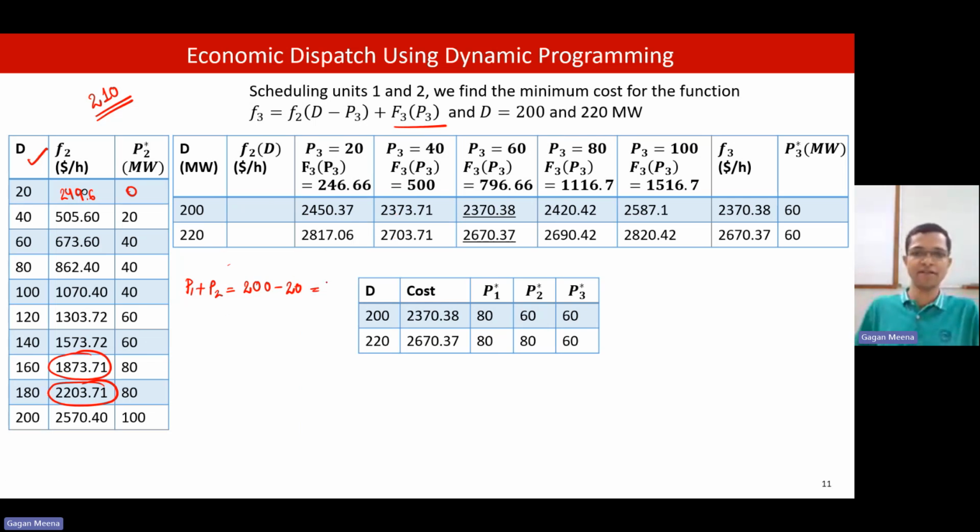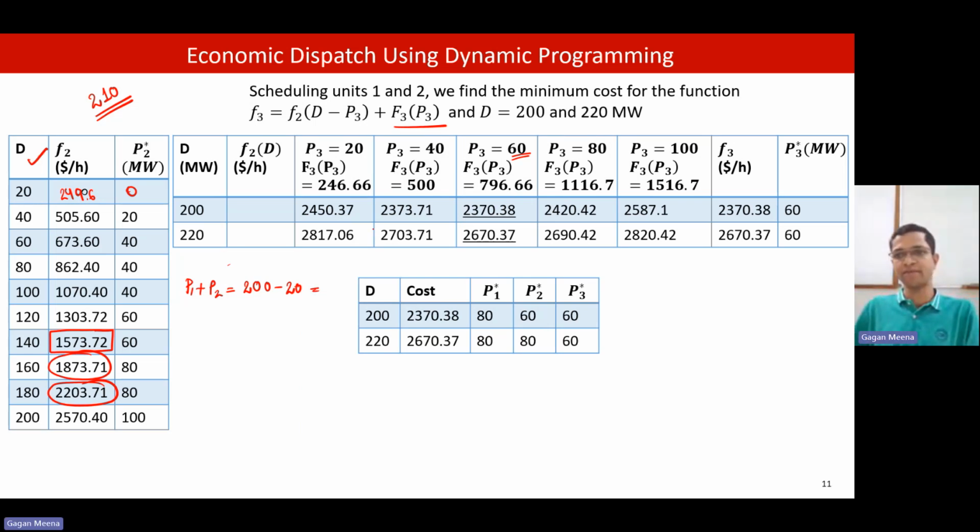Increase P3 further by a step of 20. Then P3 is 60, and so P1 plus P2 will be 140, 200 minus 60, 140. And for 140, the cost is this. Then add these two values, 796.66 and 1573.72. You will get this. Now move on to 80.